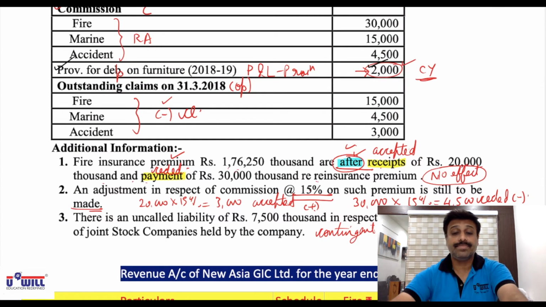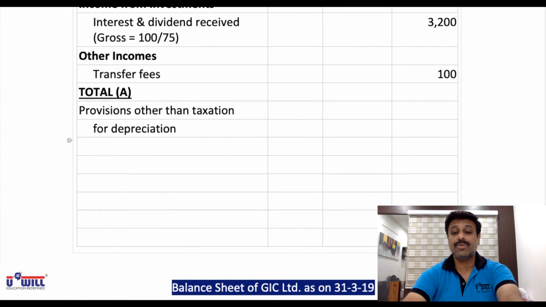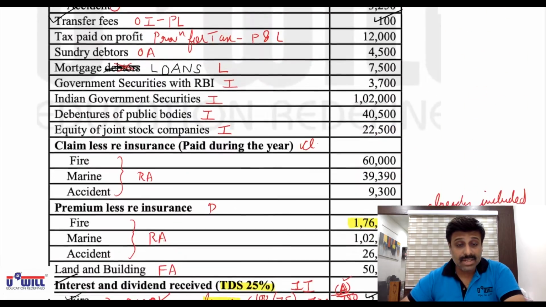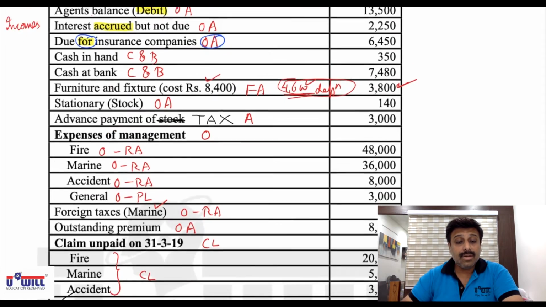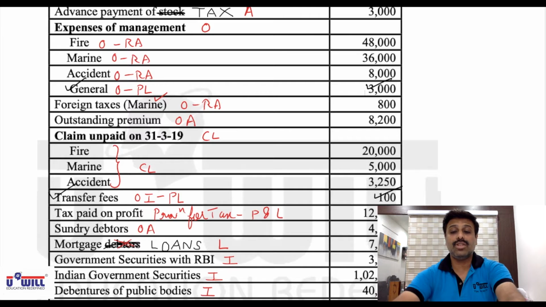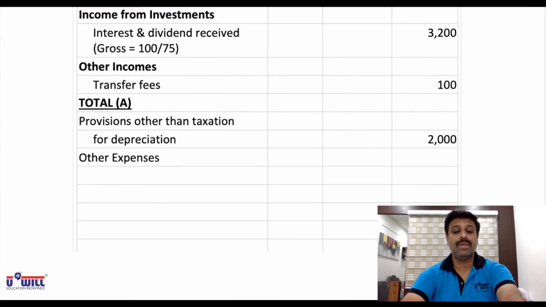2000 rupees. No other item is marked as provision. So with only one item, we can show it in the outer column. Then we will have other expenses, that is, items marked O, operating expenses or other expenses. With these, we have expenses on management, general, 3000, so the expenses on management 3000 of general will come over here.